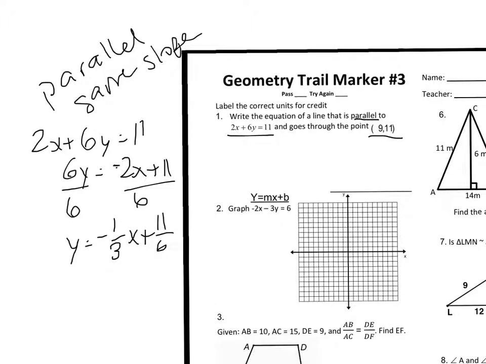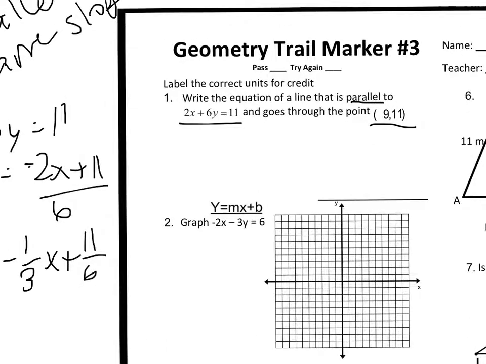Okay, so if I blow this up a little bit so I can see a little bit more, you'll see that I have my equation with a slope of negative 1/3. I'm going to plug in this point (9, 11). 11 is the y value, 9 is the x, and my slope is negative 1/3, and then plus b, and now I need to solve for b.